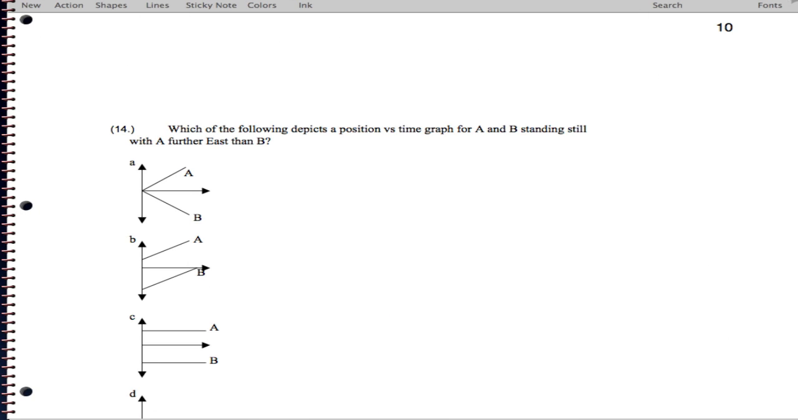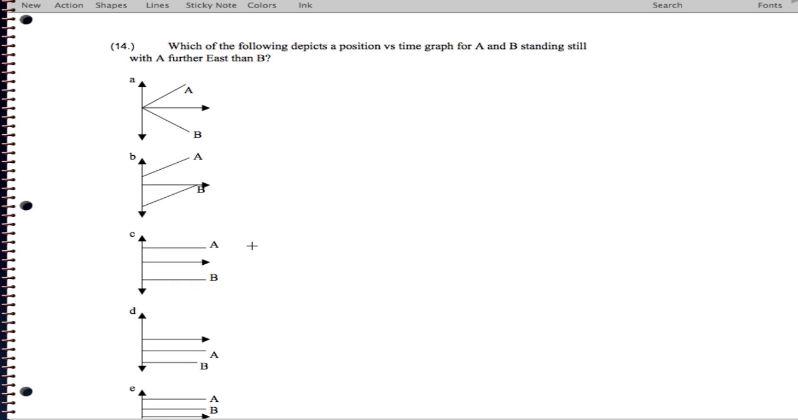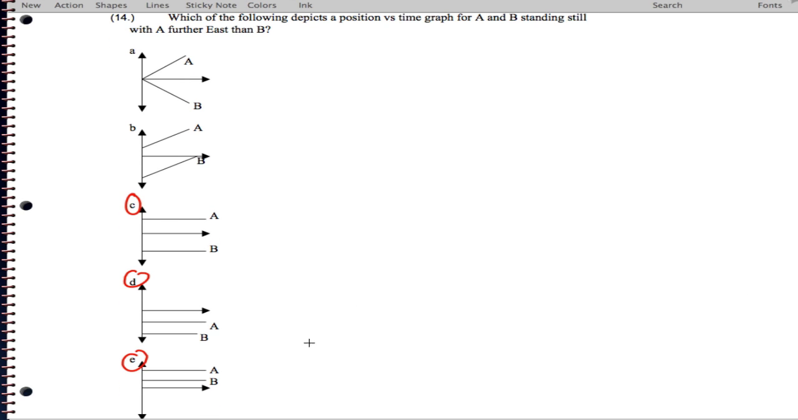Which one is a position versus time graph of A and B standing still with A further east than B? Standing still means this would work, and this would work. These are all actually true because they're all standing still. And in each one of these, you see that the A line is on top of the B line, which means it's further east than B.